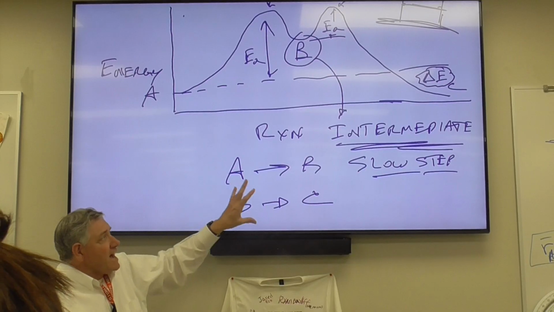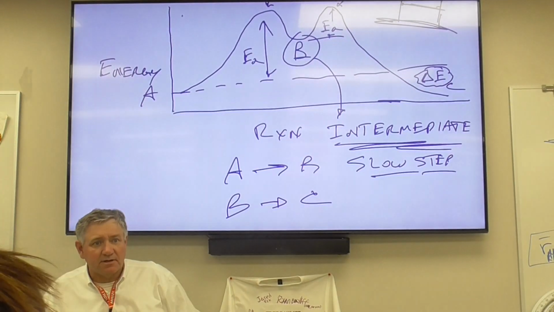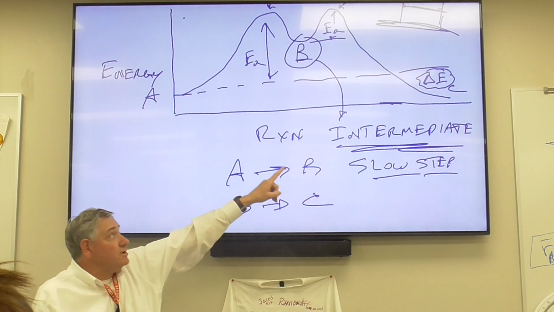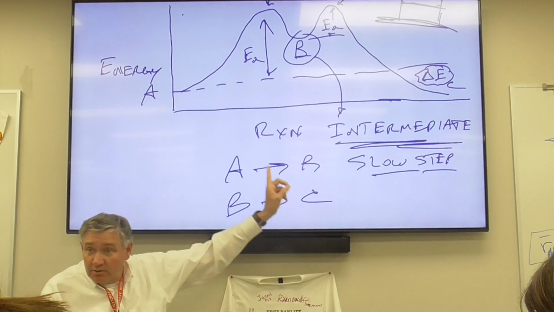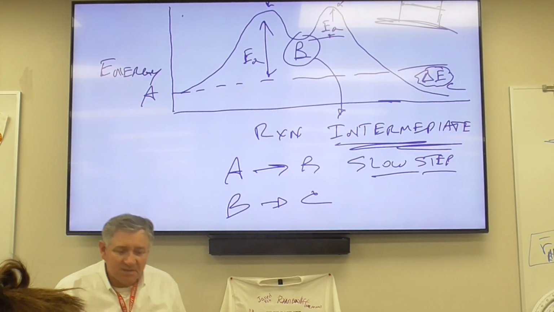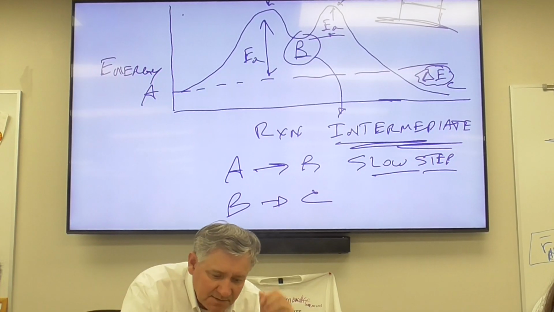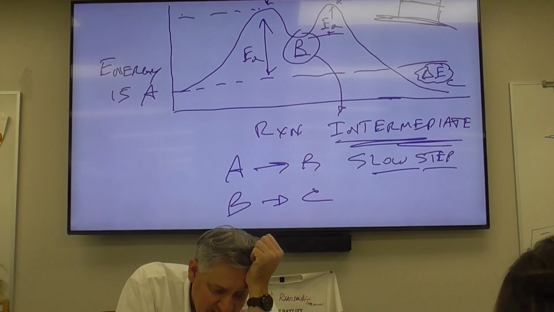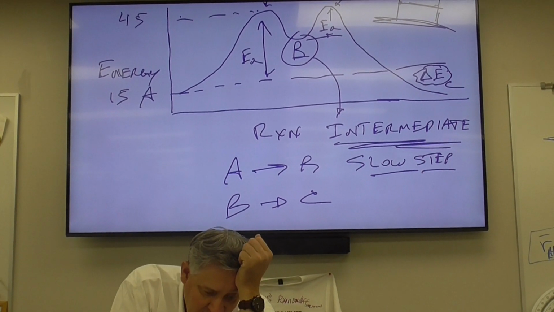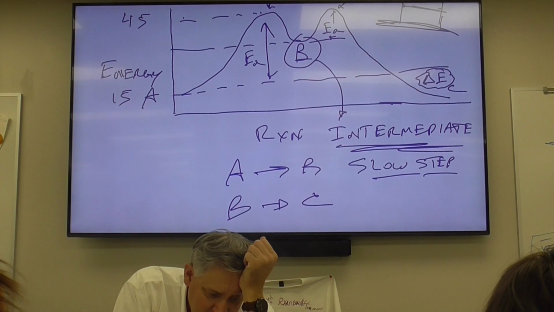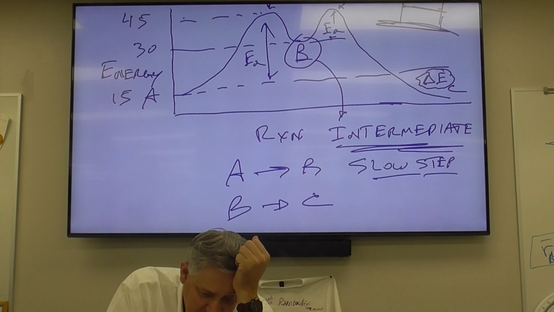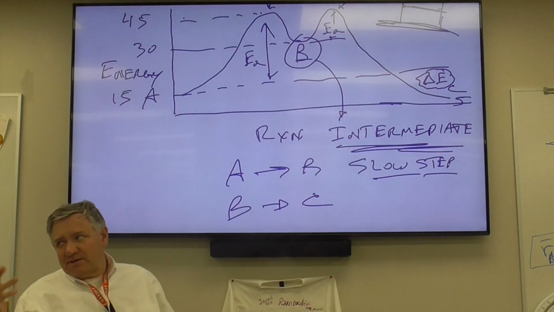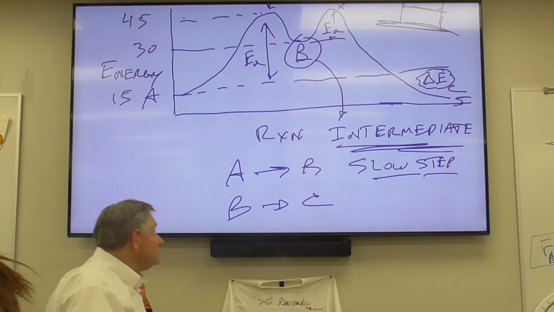Is the overall reaction endothermic or exothermic? Exothermic. Why? Because overall you end up with less energy than where you started. Okay? So let's just make up numbers. Let's say this is 15, and let's say that's 45, and let's say that's 30, and let's say this is 5. Usually this is going to be kilojoules, but for the sake of argument, let's just have numbers.